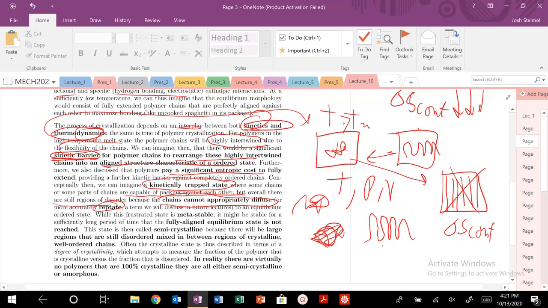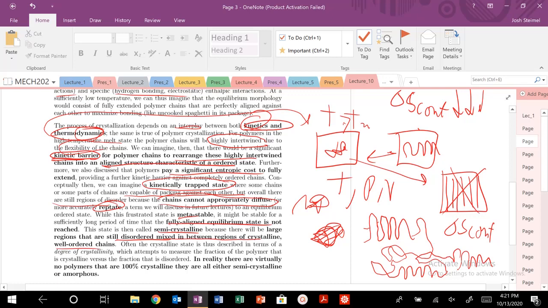In this metastable state, there are going to be some branches. There's going to be one lamella here, then a disordered region, then another lamella right here, and then another disordered region, and then another lamella right here. So we're never going to have this fully aligned equilibrium state. It'll always be a mix of disordered in-between regions and crystalline, well-ordered chains.